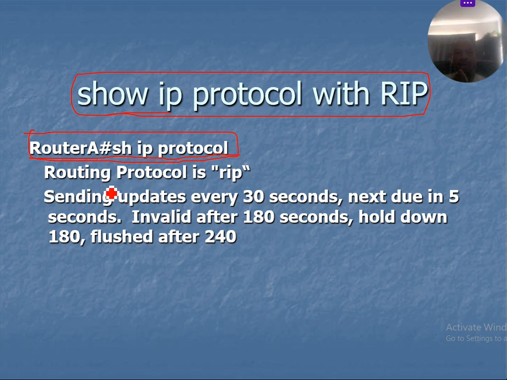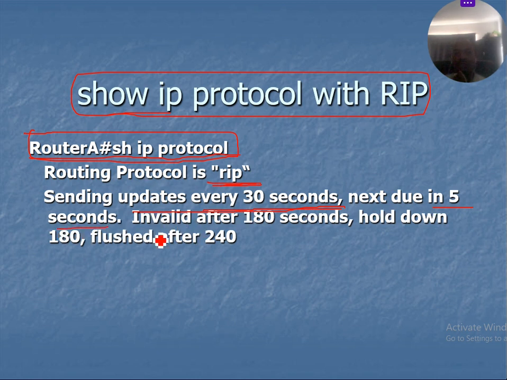All this display will come up. Routing protocol is RIP. It's telling you that the routing protocol is RIP. And it's also sending updates every 30 seconds. It's telling you that every 30 seconds the routing table will be broadcast to other neighboring routers. The next one is coming in the next 5 seconds.